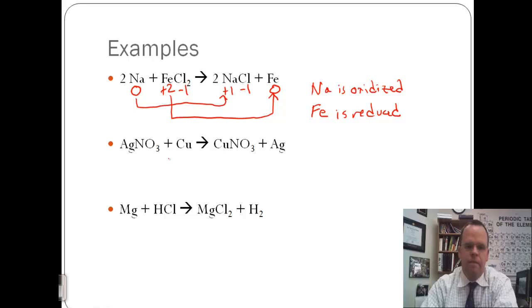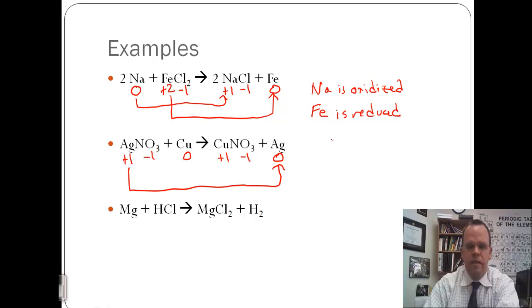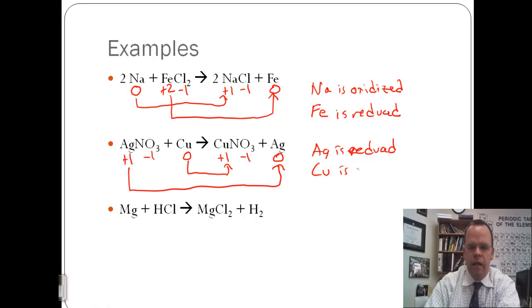I'd like you to pause the video for a second and try these last two, and then press play again and see my answer. Okay, silver here, +1. Nitrate we know is -1. Copper by itself is neutral. Copper here is +1. Nitrate's -1. Silver is neutral. So silver is going from +1 to 0, which means it gained an electron. So silver is reduced. Copper is going from 0 to +1, so copper lost an electron and is oxidized.